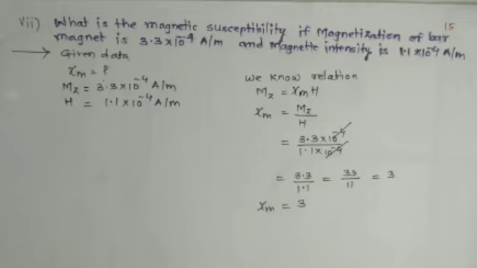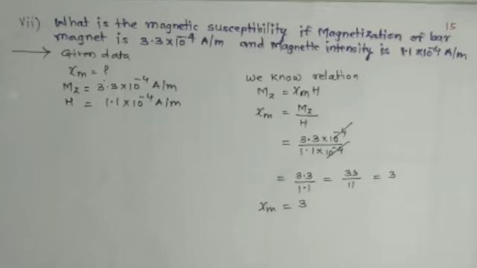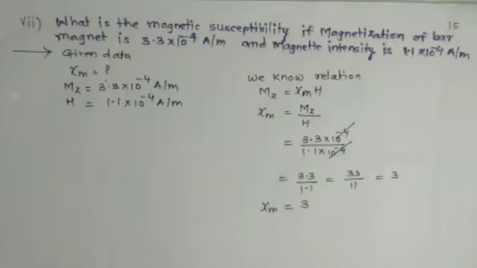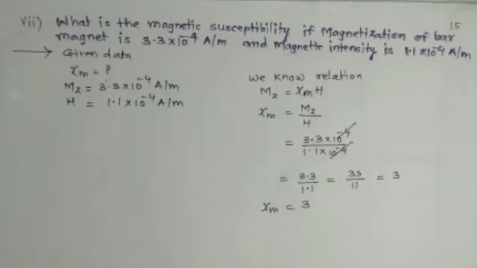We know the relation: magnetization M is equal to magnetic susceptibility chi m into magnetic intensity. Therefore magnetic susceptibility chi m is equal to magnetization upon magnetic intensity. If we substitute the values, the magnetic susceptibility is equal to 3.